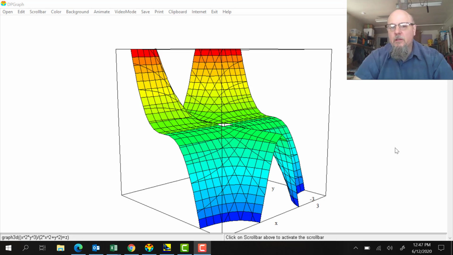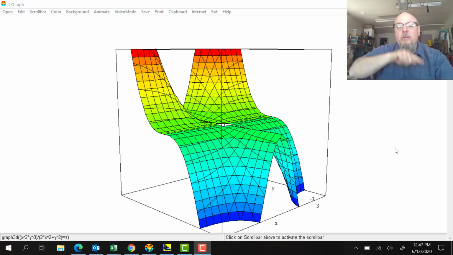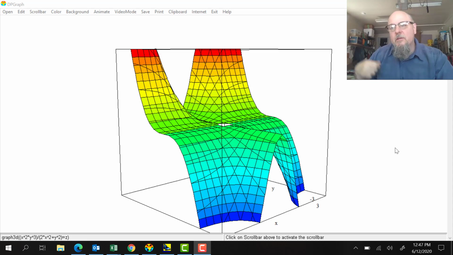In single variable calculus, the derivative is essentially the slope formula. If the slope is positive, then the graph is going up. If the slope is negative, then the graph is going down. If the slope is zero, then maybe it's the top of a hill, a maximum, or maybe it's a minimum. But we would take the derivative, set it equal to zero, and solve for where the maxes and mins are, where the extreme points are.